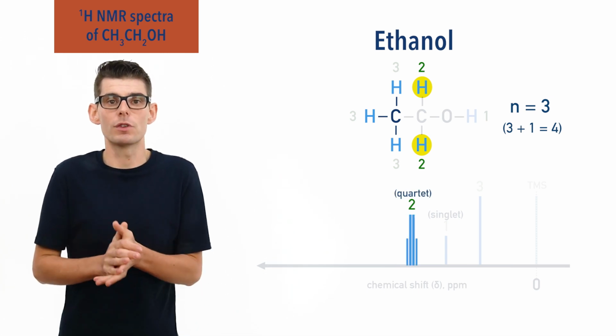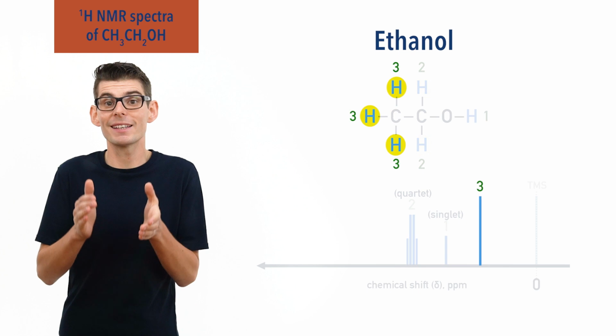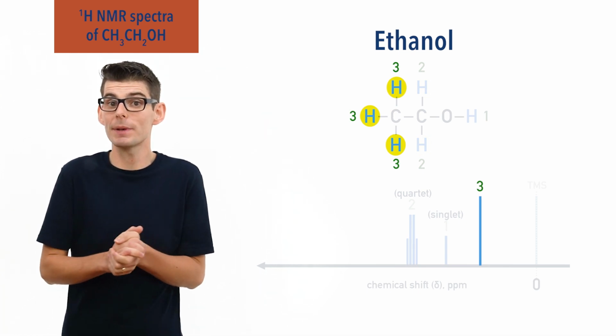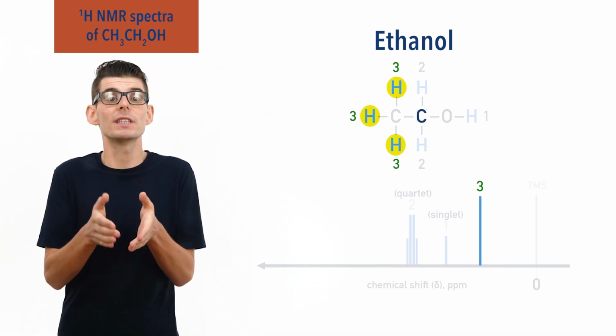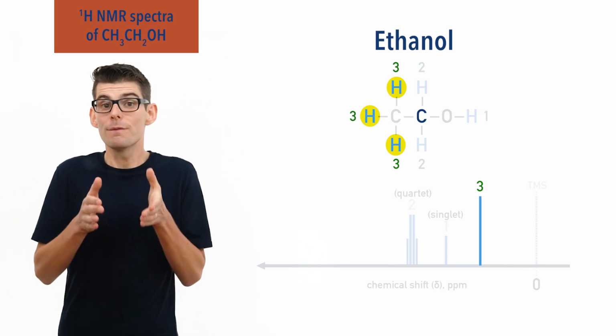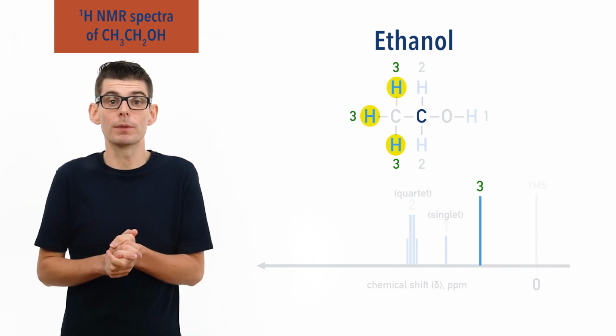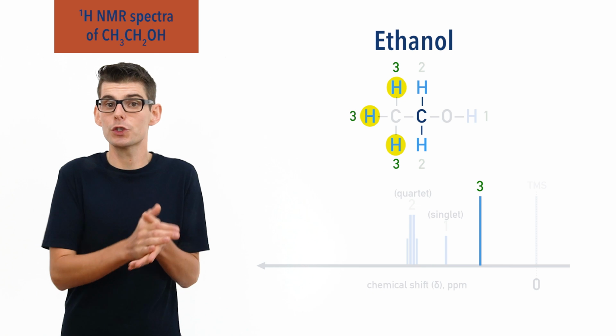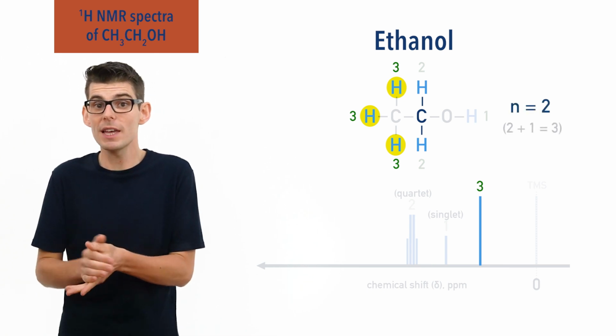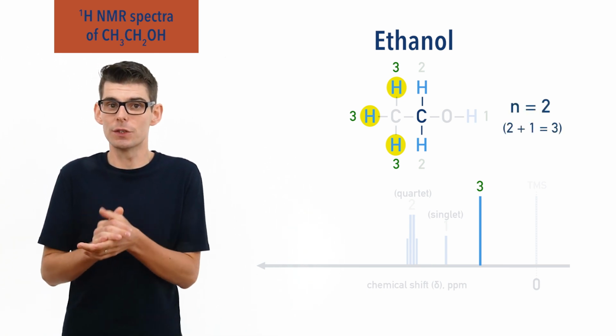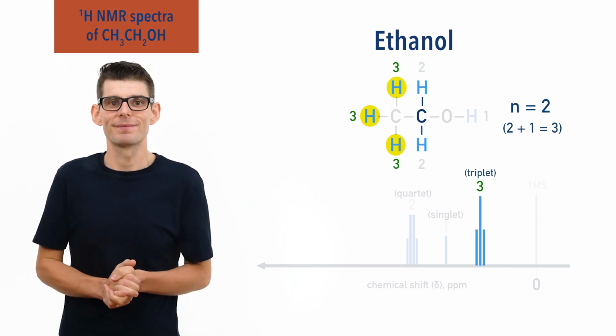The final hydrogen environment, the CH3 group, has an adjacent non-equivalent carbon atom that it is bonded to, the CH2 group carbon. This carbon has 2 hydrogens bonded to it, meaning n equals 2. 2 + 1 is 3, meaning the peak gets split into 3, a triplet.